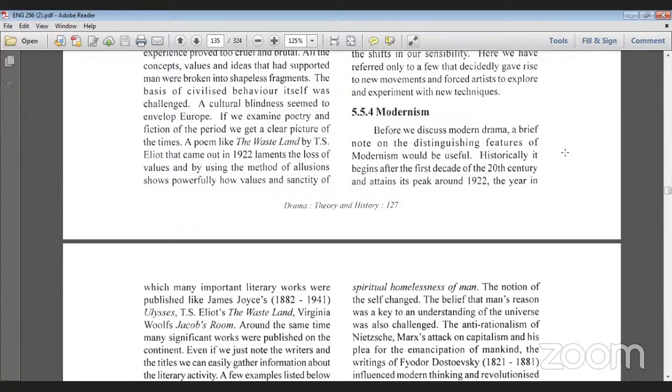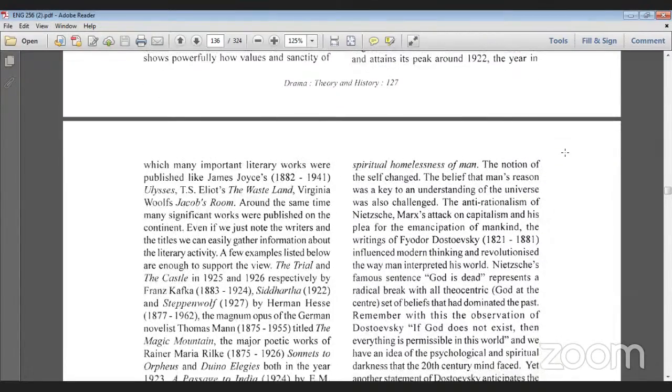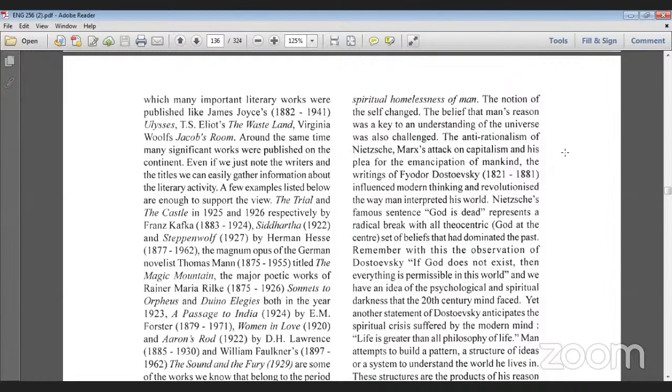The year in which many important literary works were published, like James Joyce's Ulysses, T.S. Eliot's The Waste Land, a famous poem, and Virginia Woolf's Jacob's Room. Around the same time, many significant works were published on the continent. Even if we just note the writers and the titles, we can easily gather information about the literary activity. A few examples listed below are enough to support the view. Okay, so you can jot down these examples while writing your paper and make it thorough, so that it is very easy to describe it.